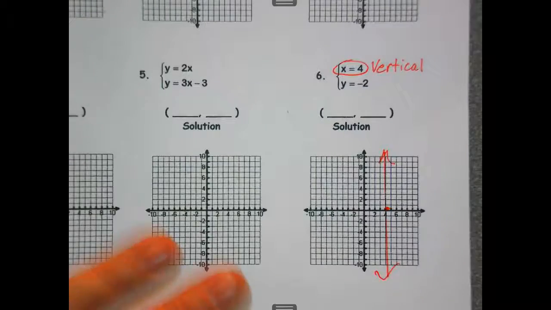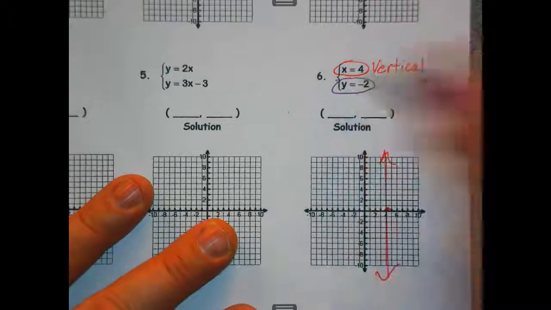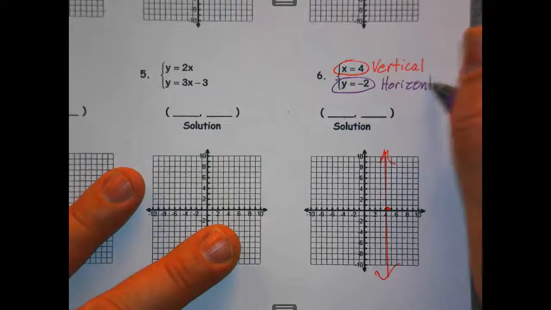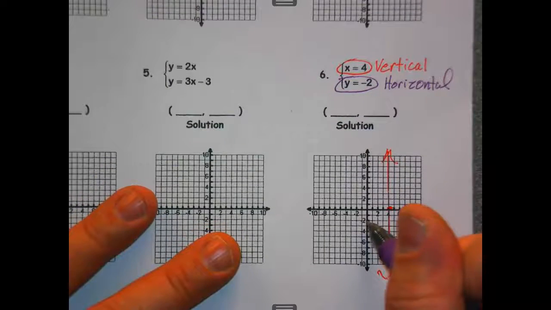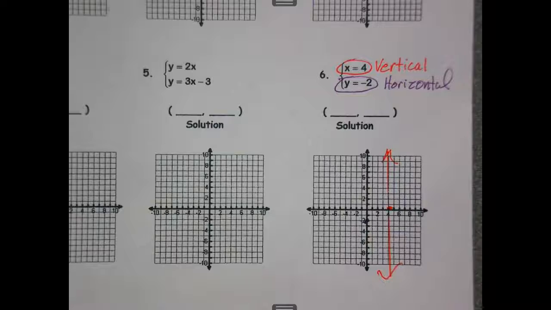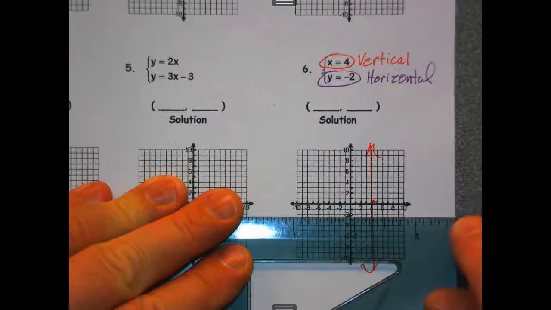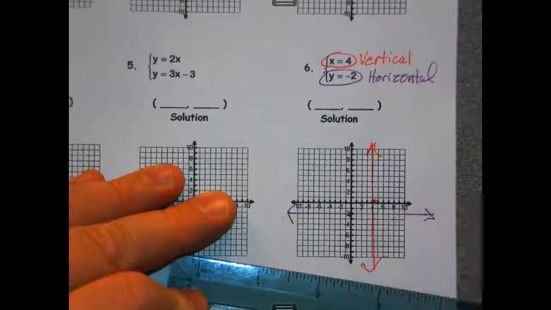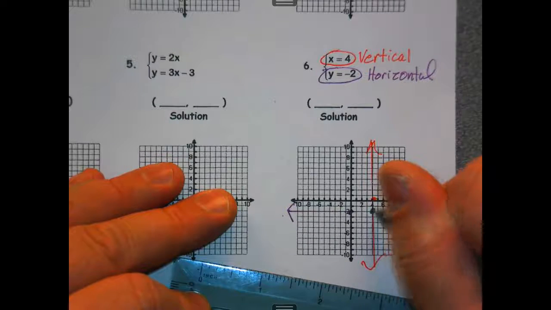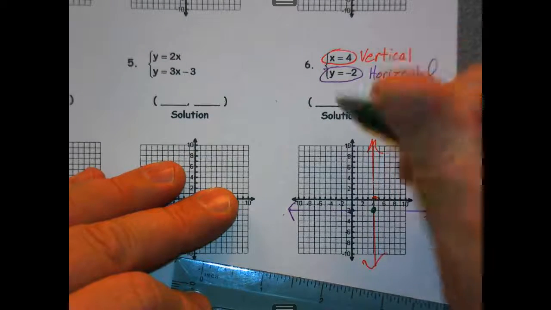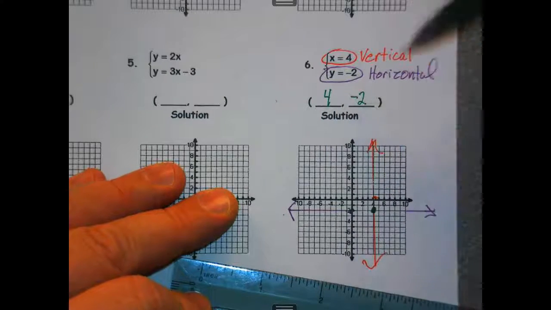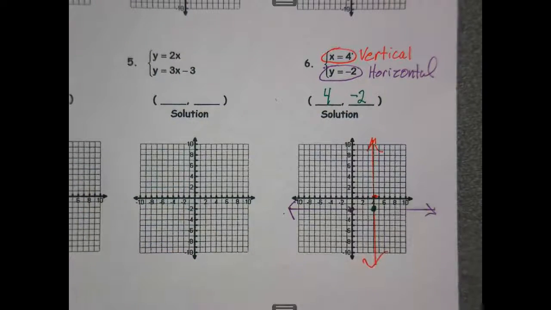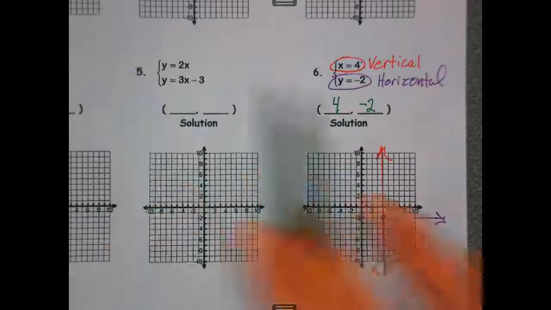And then the horizontal line was y equals a number, right? So you had to be aware of a couple of little tricks with those. So y is -2. So the answer to this problem, where they intersect, was 4, -2. And actually, that makes sense because my x value is 4, my y value is -2. And you would just do that with the different types of problems.